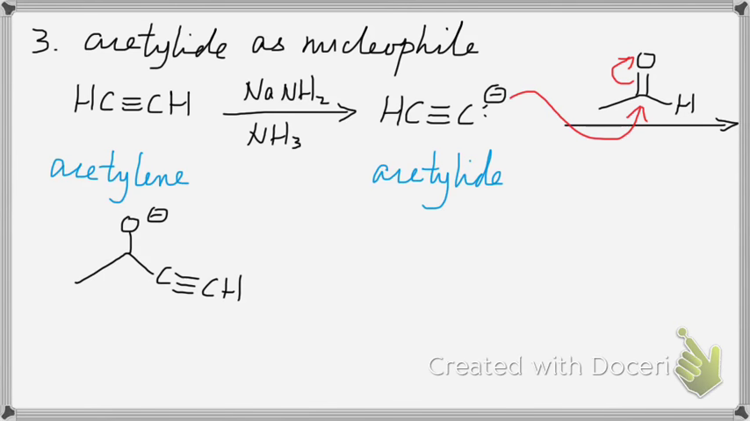So it breaks the C=O double bond. Now we have a C≡C triple bond attached to the carbonyl carbon and a negative charge on the oxygen. After protonation, we get an alcohol. This alcohol has a triple bond attached to the carbon where the alcohol is attached. So it makes this special type of alcohol.